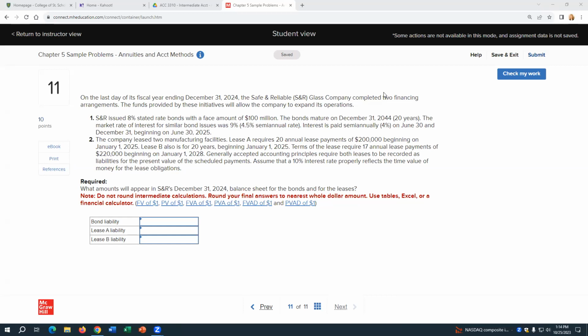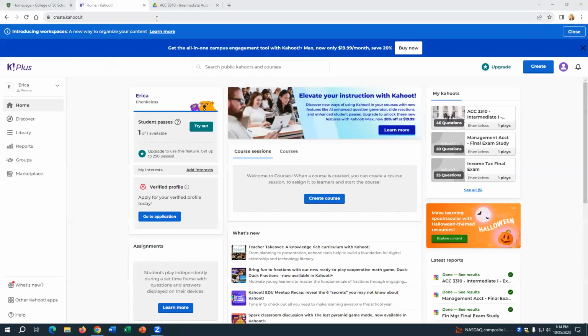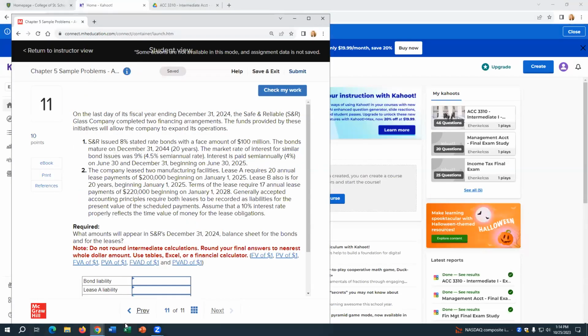All right, so what is the sticking point? Let's talk about that first bond example. What is the sticking point on the bond example that you have to watch out for here?